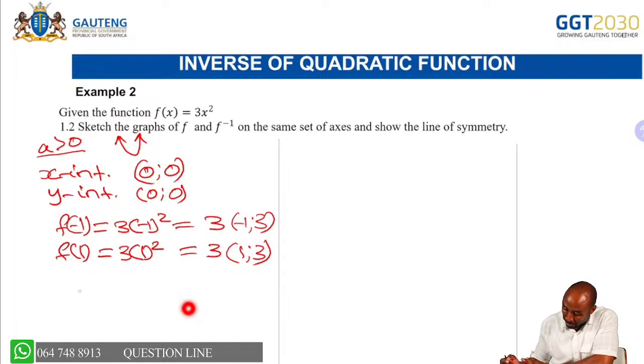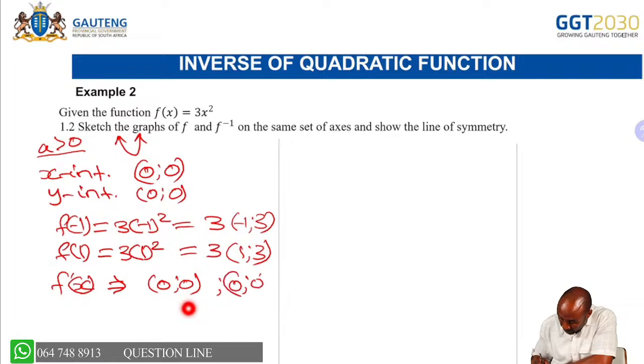Let's look at the inverse function. Remember what we indicated. Whatever is our x value on f inverse, we interchange our x and y. So for our f inverse of x, we know that whatever was our y-intercept becomes our x-intercept. It will still be 0, 0. Also, our turning point will also be 0 and 0.